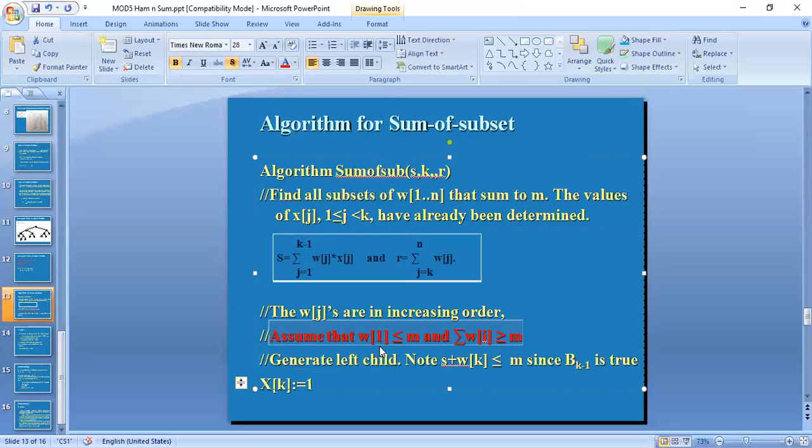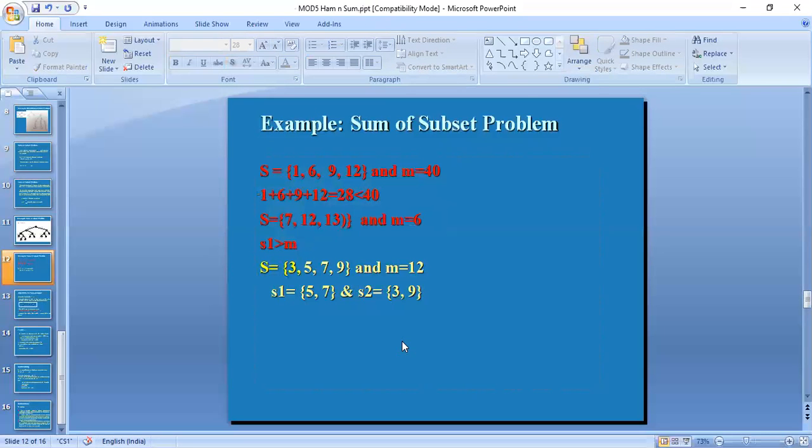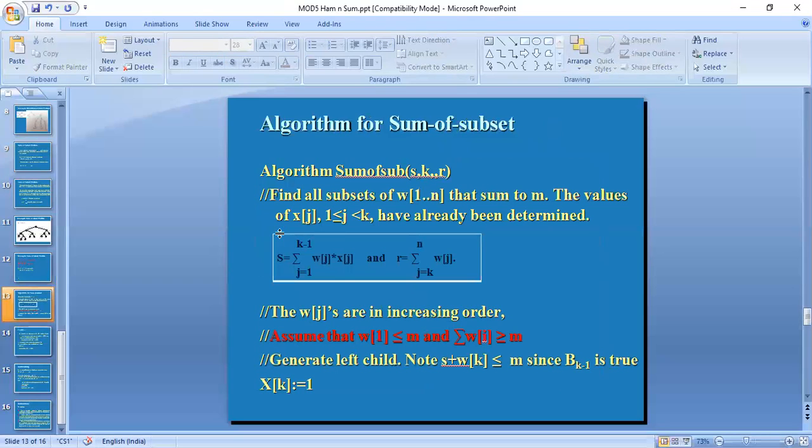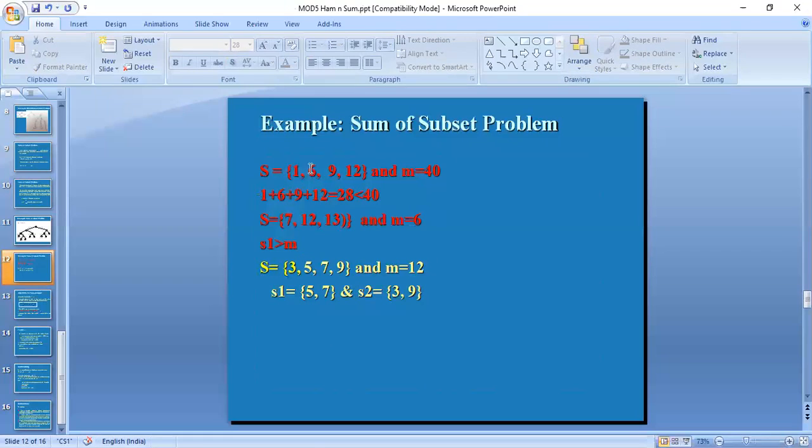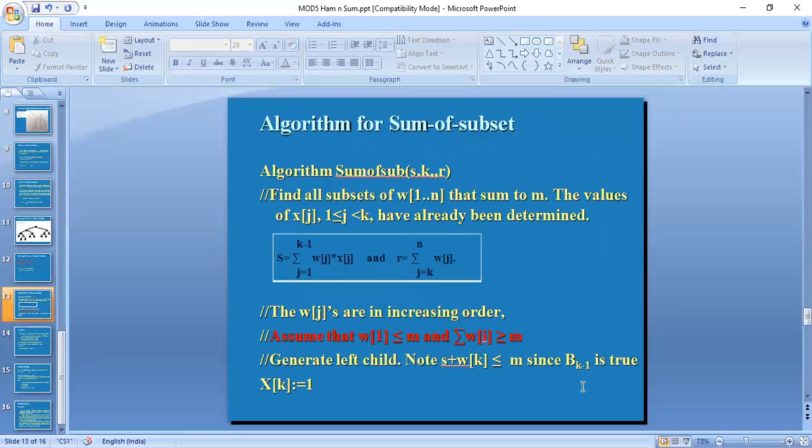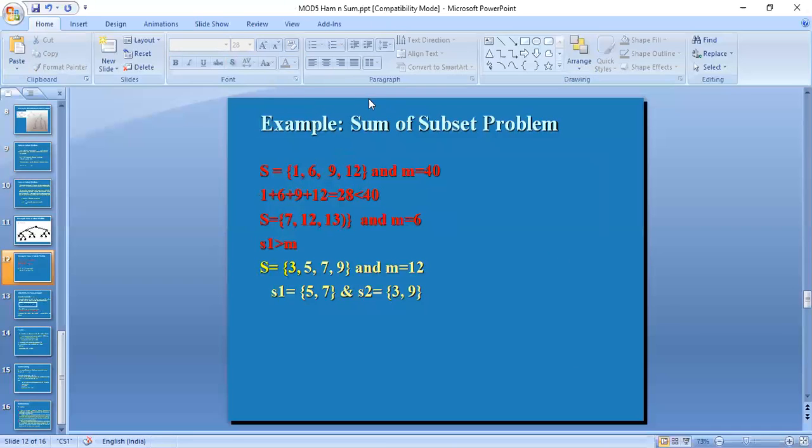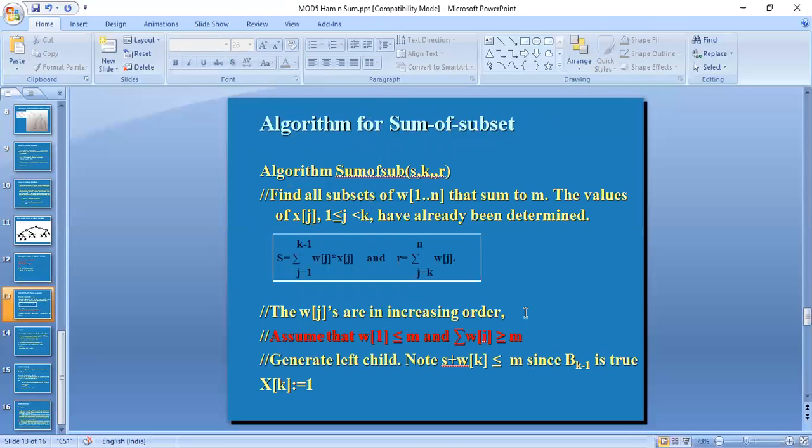Okay, W of 1, that is your first value itself, should be less than or equal to M. Only then will you get a solution. Or the sum of all the weights of the values you are taking should be greater than or equal to M. Here we have seen that when it is less than M, we have not got a solution. So obviously it should be greater than or equal to M.